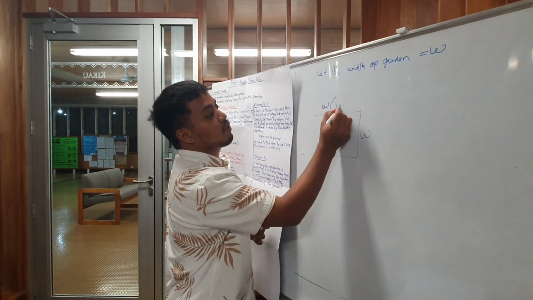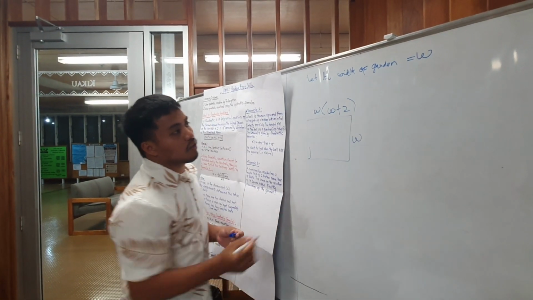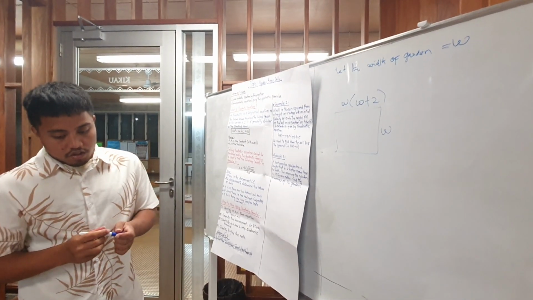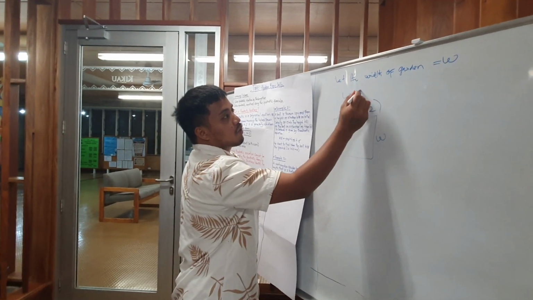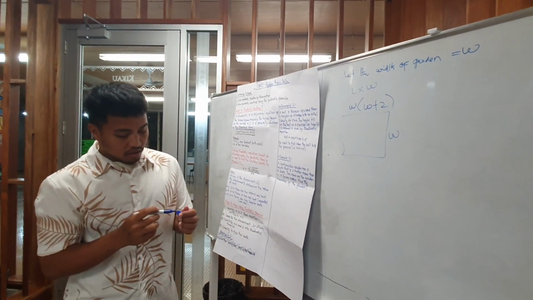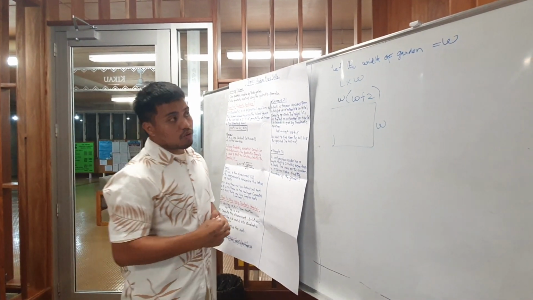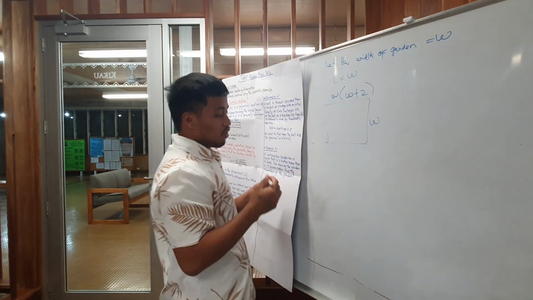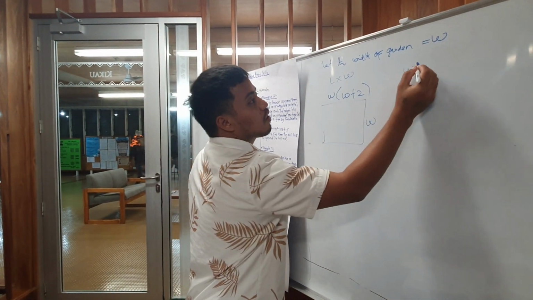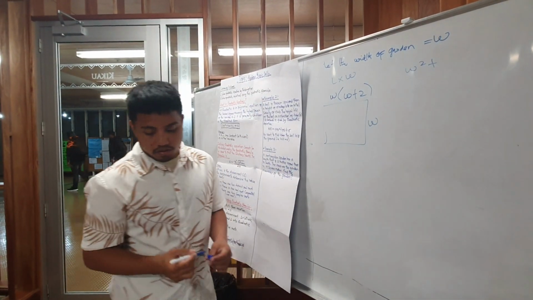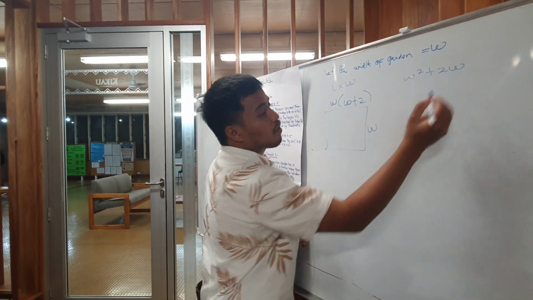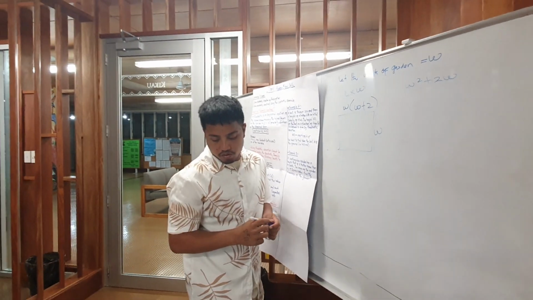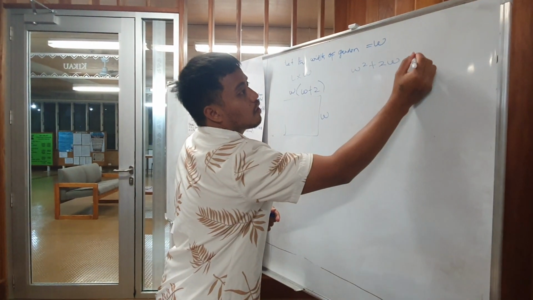The length is the width plus 2, and the area is length times width. You expand this, so you get W squared plus 2W minus 15 is equal to 0.